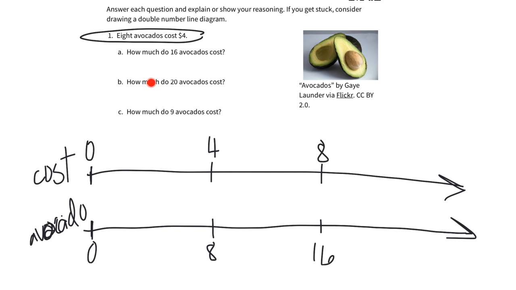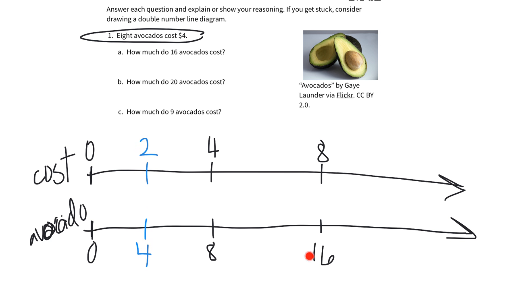But now it says, how much for 20 avocados? Well, I'm going to think about this. I know if 8 avocados equals $4, I can go backwards half. I can cut the avocados in half. Instead of having 8 avocados, I can buy half as many, which means it's going to cost half as much. Instead of costing $4, it's now going to cost $2, because 4 avocados costs $2.